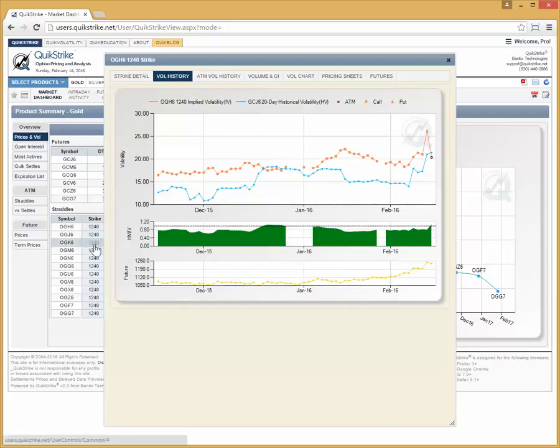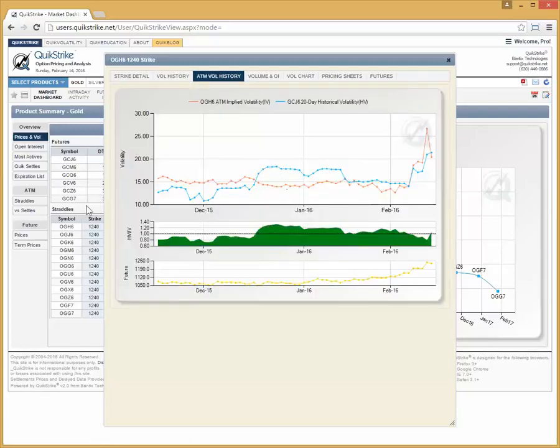So whatever strike you click on, you're going to see that strike's historical volatility when you go to the vol history tab in the strike pop-up. Okay, we saw the expiration pop-up before, that just had the at the money volatility. In this case, we clicked on the strike, it has the strike pop-up as well as the at the money volatility. So you're going to see the same chart that we saw here previously.